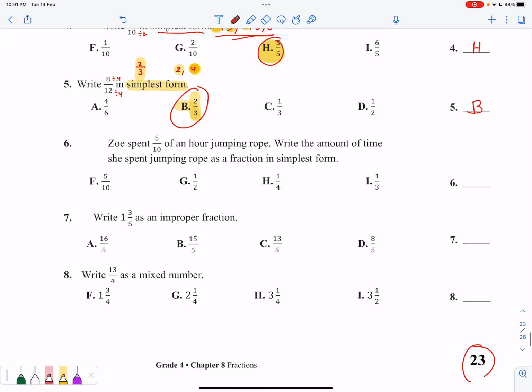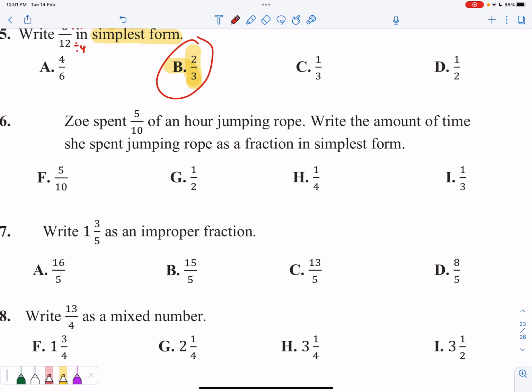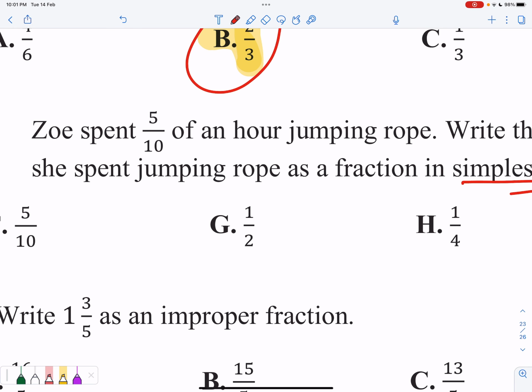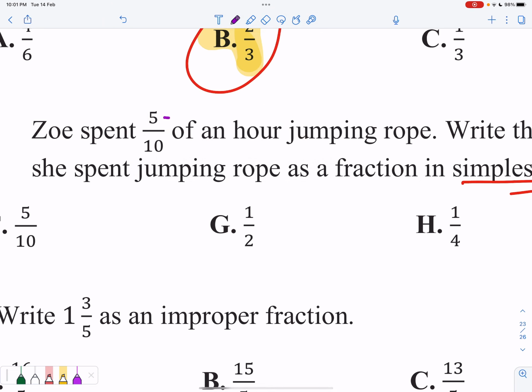Okay, question 6. Zoe spent 5 over 10 of an hour jumping rope. Write the amount of time she spent jumping rope as a fraction in the simplest form. Okay, so he just wants us to take that fraction, the 5 over 10, and write it in the simplest form. Now think of that fraction, the 5 over 10. What is the number that you can divide the 5 and the 10 over? This is a very clear one, and it is just one number. Of course, it is 5. So you can divide them over 5.